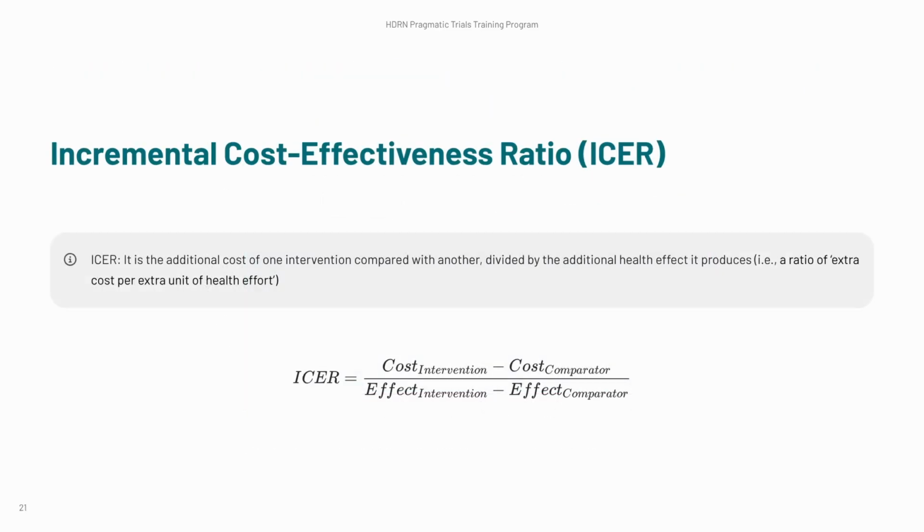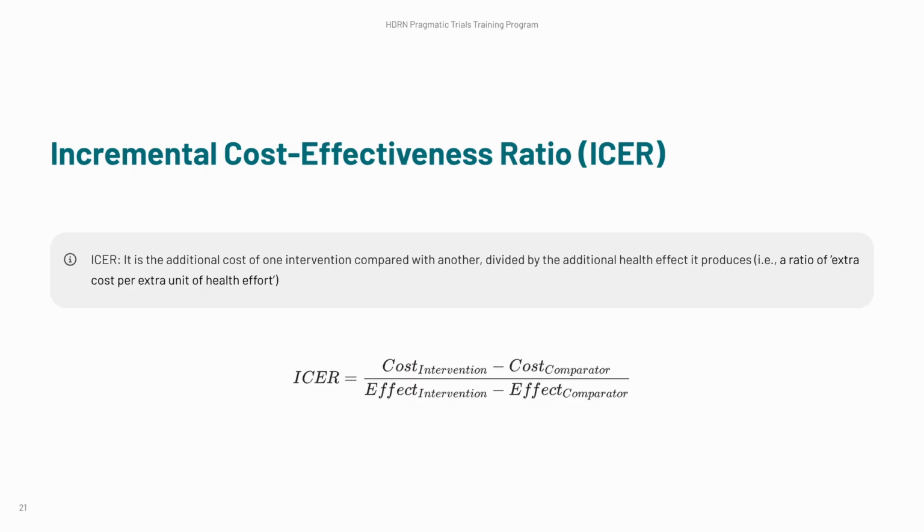Once we have the costs and QALYs side by side, we can summarize them using the incremental cost-effectiveness ratio, or ICER. The ICER is the additional cost of one intervention compared with another, divided by the additional health effect it produces. It is calculated as the difference in mean cost between the intervention and comparator, divided by the difference in mean effect, often QALYs. It is interpreted as the extra cost the respective payer would spend to gain 1 additional unit of effect with the new intervention instead of usual care.